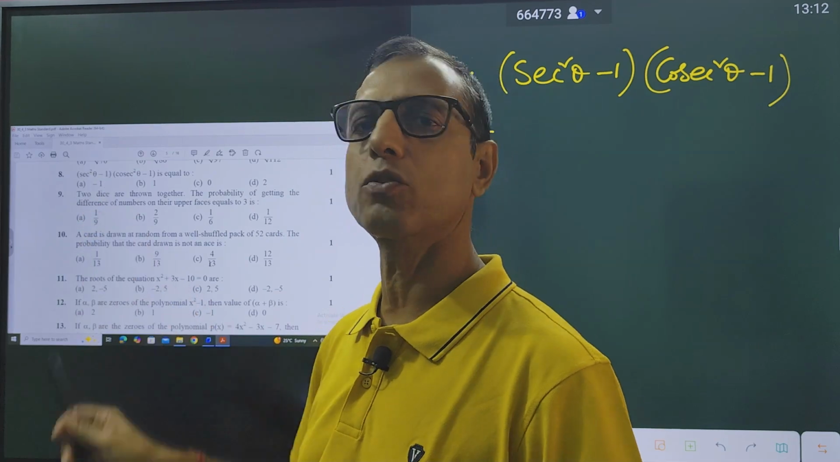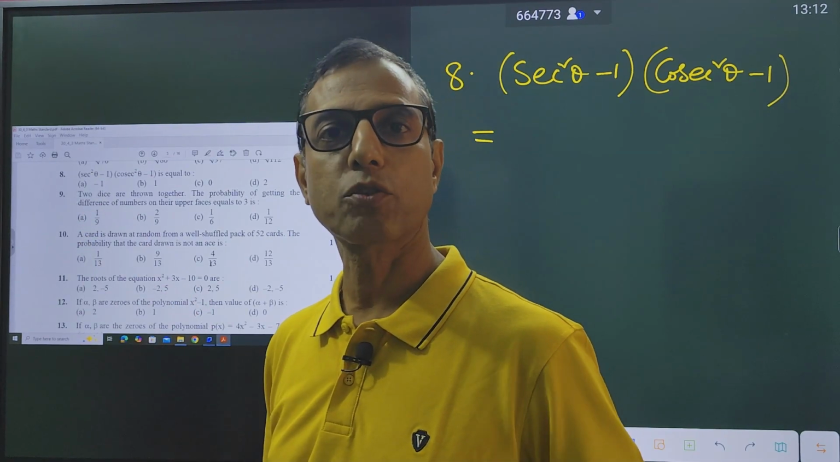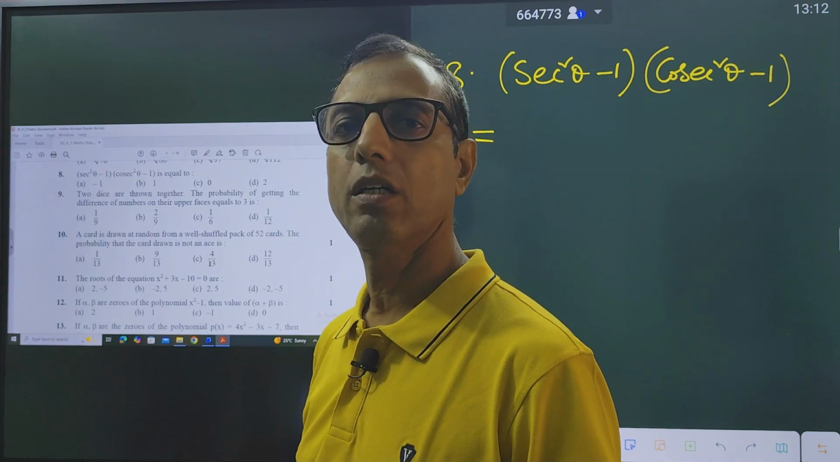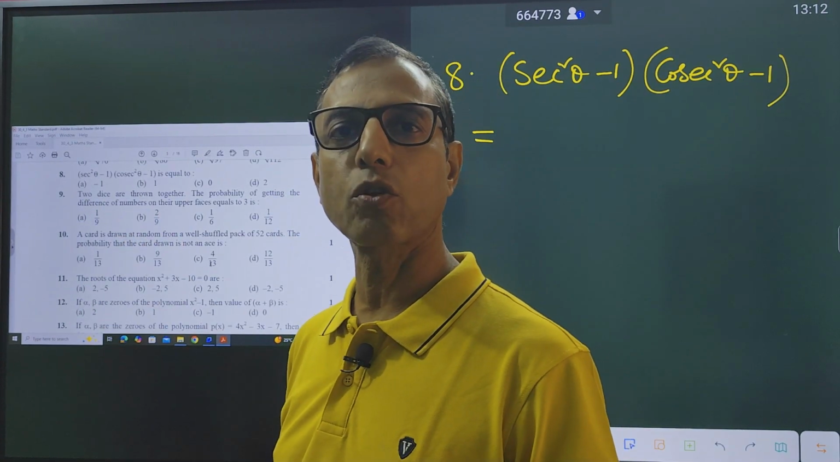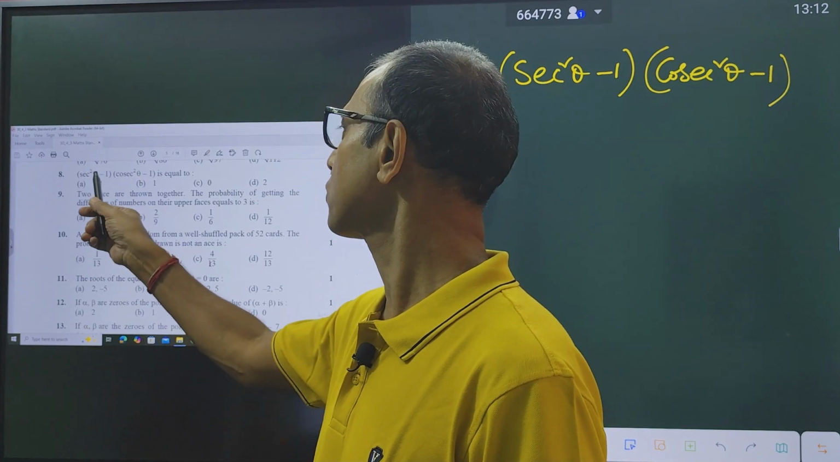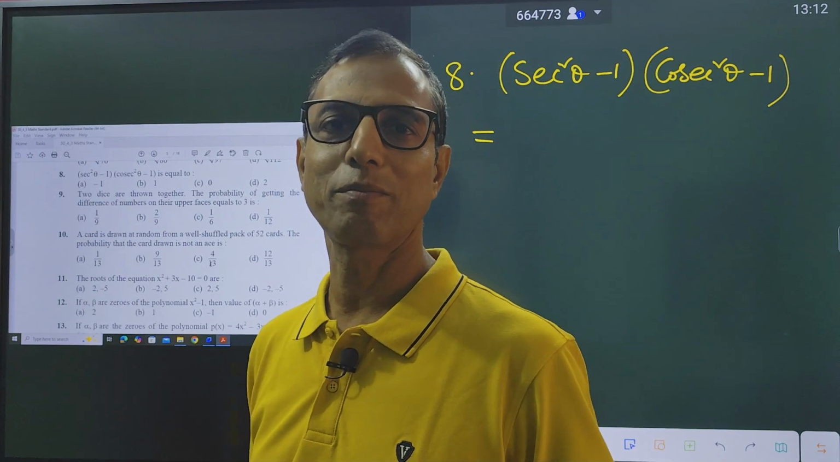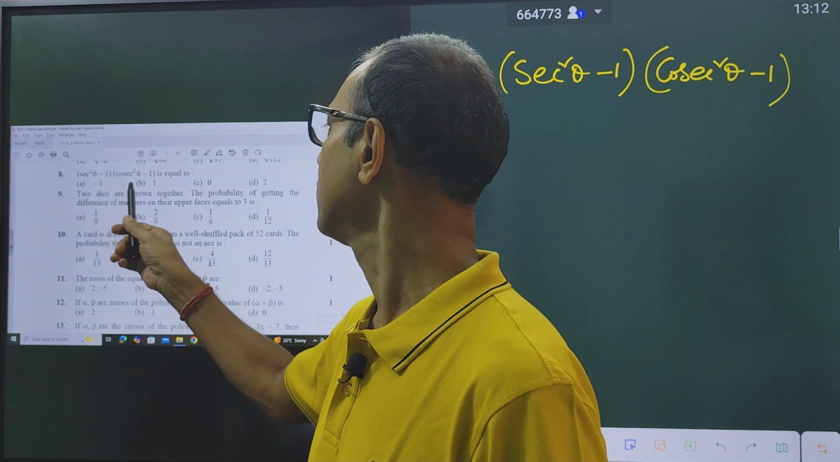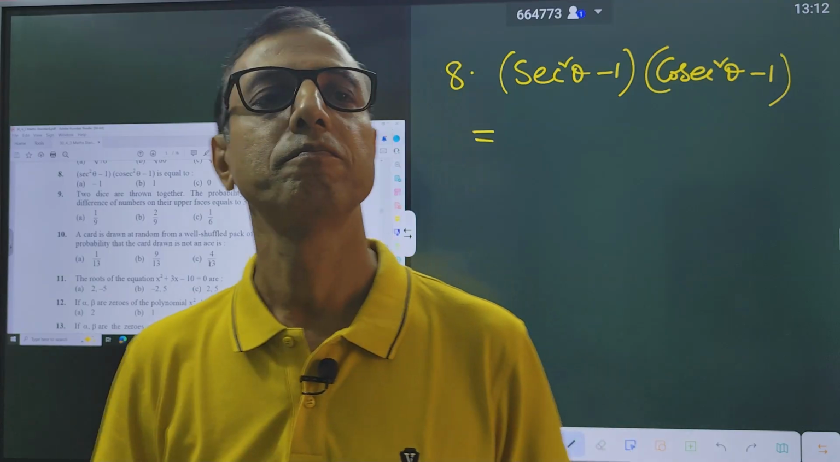Sec square theta minus tan square theta equals 1, so sec square theta minus 1 equals tan square theta. Similarly, from cosec square theta minus cot square theta equals 1, cosec square theta minus 1 equals cot square theta. So tan square theta into cot square theta. That means cot is 1 by tan theta. So tan square theta into cot square theta equals 1. So your answer will be D.